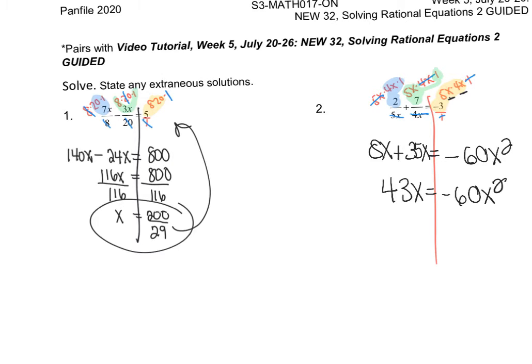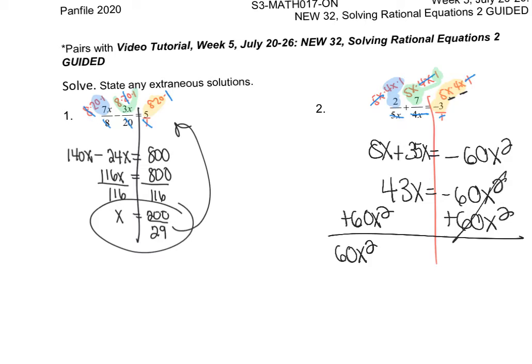Anytime we have an x squared, we want to get everything on the same side. So we're going to add it to both sides to get it away from here. So we get 60x squared plus 43x. Remember, they're not like terms, so they don't combine. And then we need to pull out a GCF. There is no GCF with the numbers, but I can pull an x out and get 60x plus 43. And then I have to split and solve, right?